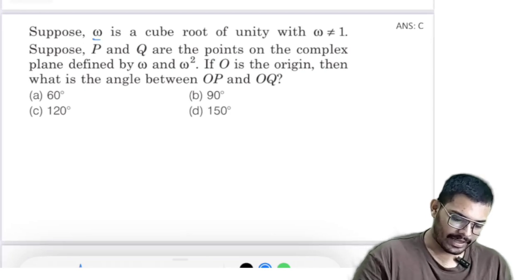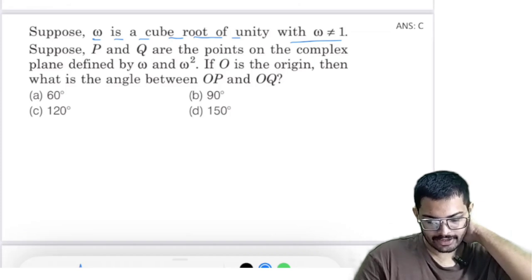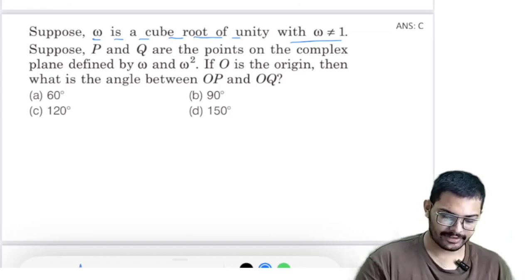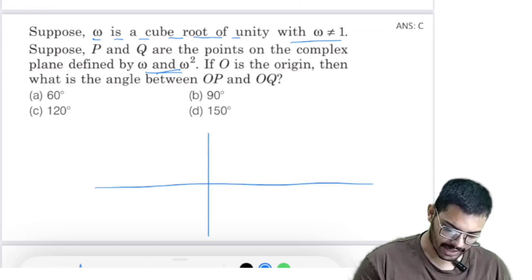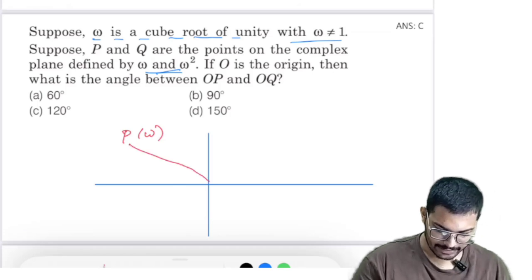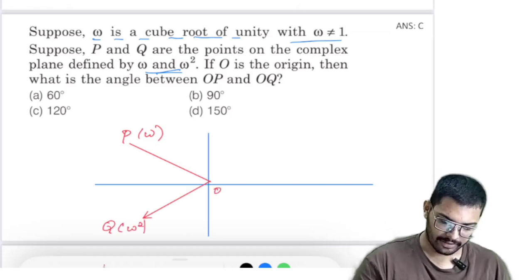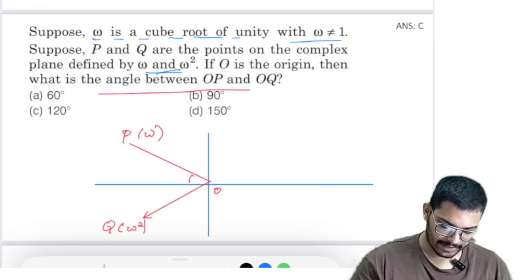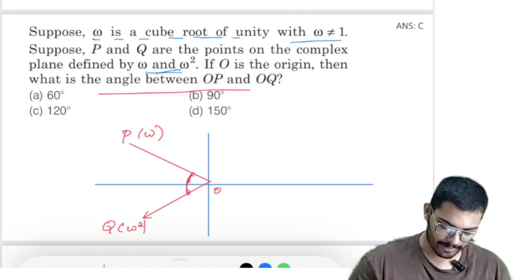Now, suppose omega is a cube root of unity with omega not equal to 1. Suppose P and Q are 2 points on the complex plane defined as omega and omega square. Therefore, we have a complex plane, Argand plane, where P represents omega and Q represents omega square. O is the origin. Then the angle between OP and OQ, this angle, they are asking. What is this angle? Now remember this thing.